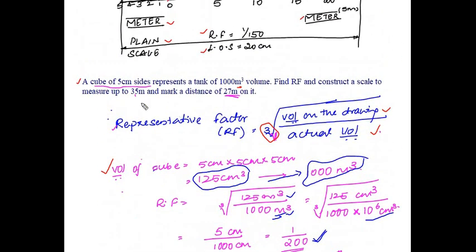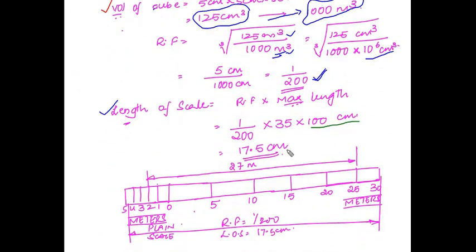So the length of scale here is given in terms of meters, so I am converting that into centimeters. Finally, we got 17.5 centimeters. So this is the length I am going to construct. So here again, I have constructed a scale with 17.5 centimeters, and this 17.5 centimeters is representing 35 meters. Okay, so now this scale is representing 35 meters.